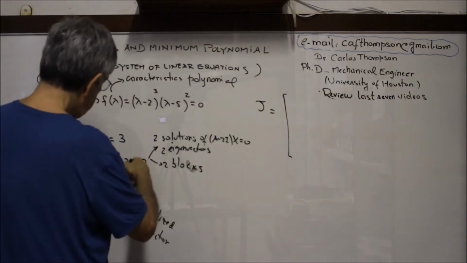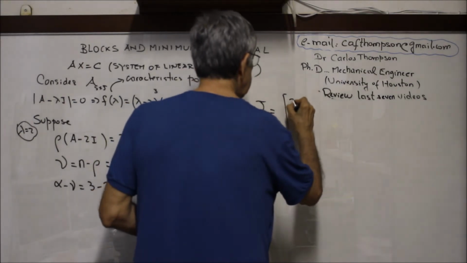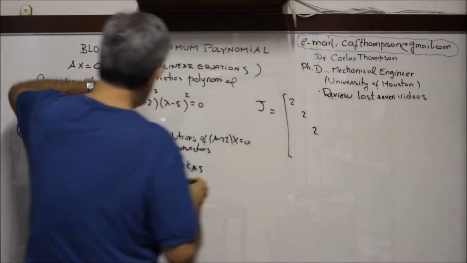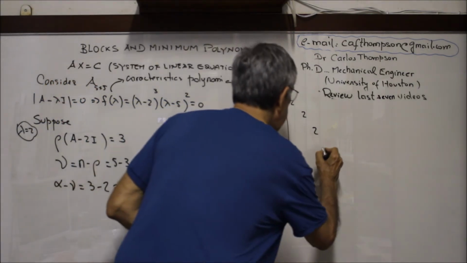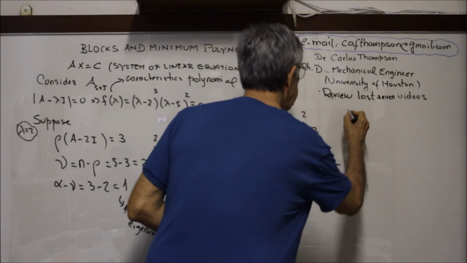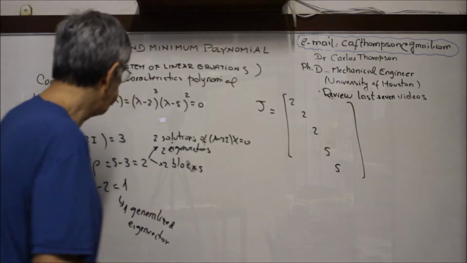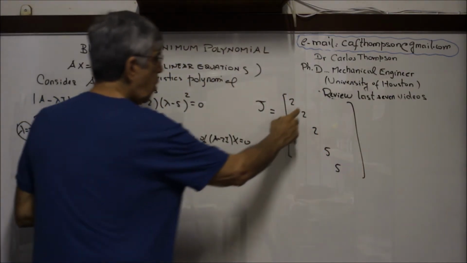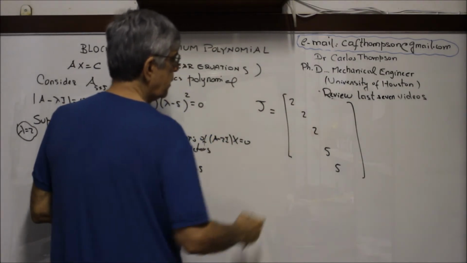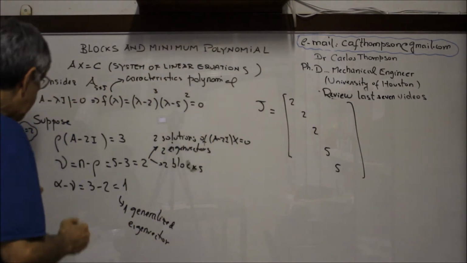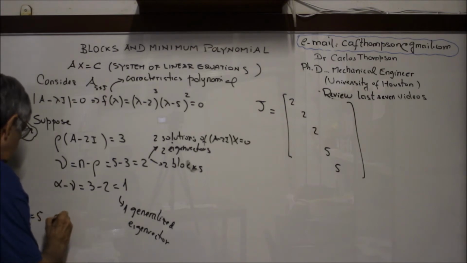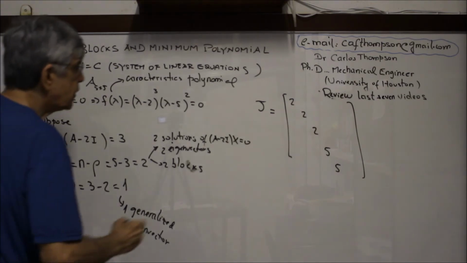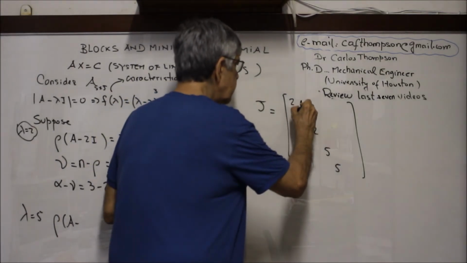From here, I can write the diagonal: multiplicity 3 for 2, and multiplicity 2 for 5. Now I will put one here, or one here. Now for lambda equal to 5, let's suppose rho of A minus... You see, I'll put one over here.